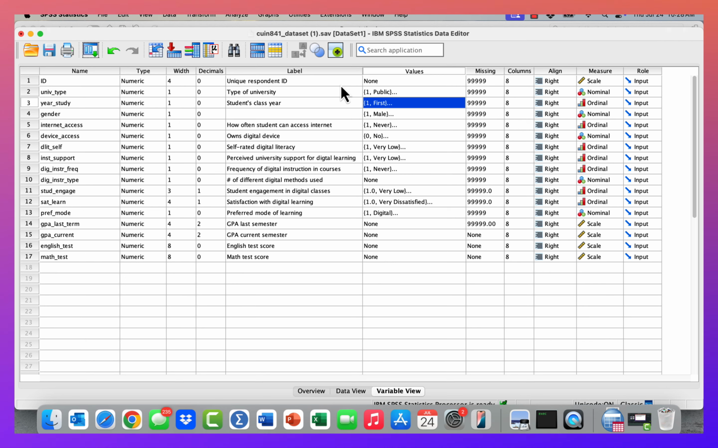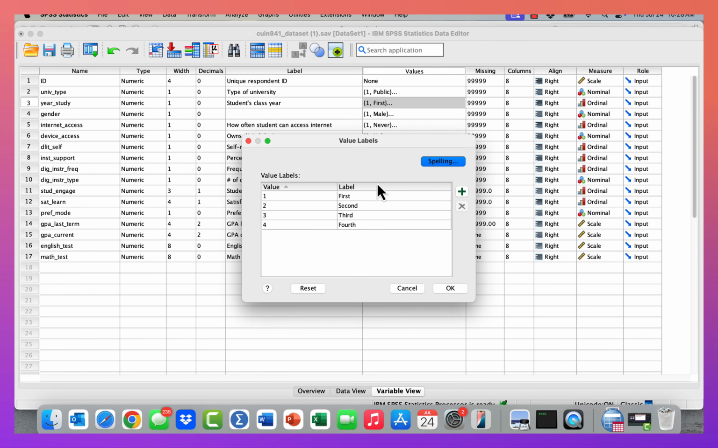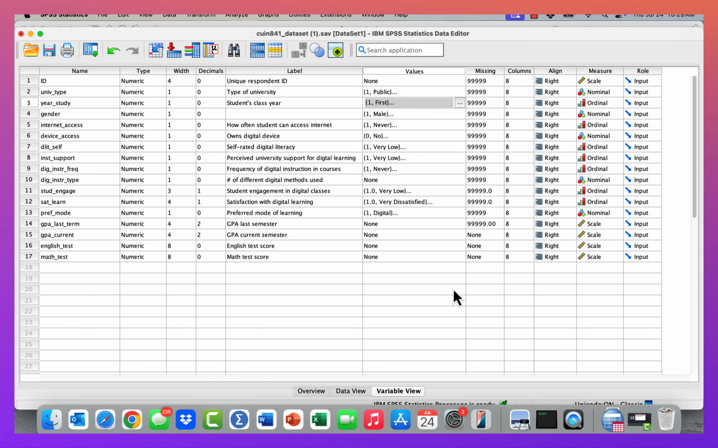Okay, now I'm going to demonstrate how to run a one-way ANOVA using our CUIN dataset. Ideally, a one-way ANOVA involves a categorical variable with more than two groups, and your dependent variable needs to be continuous. For this analysis, my research question is: is there a significant difference in students' GPA last semester according to class year? Class year, we can just click on here and check. Yep, four categories right here, so that's useful for our contrast.